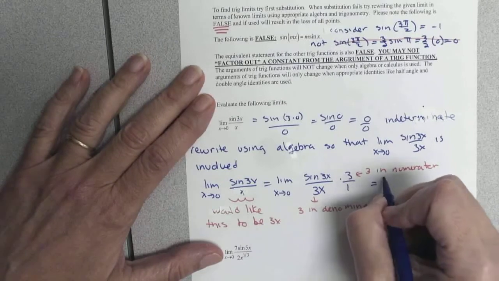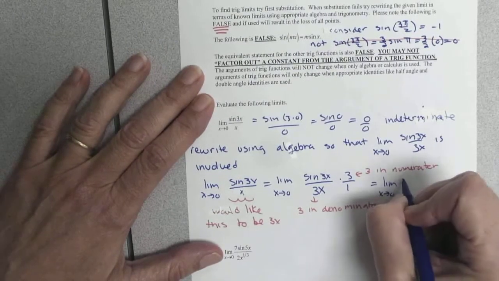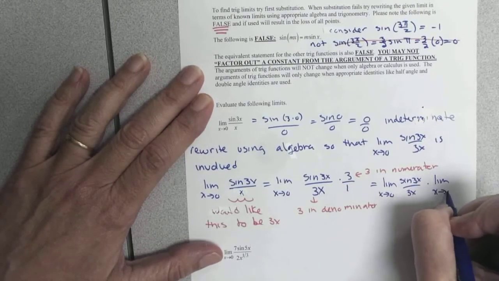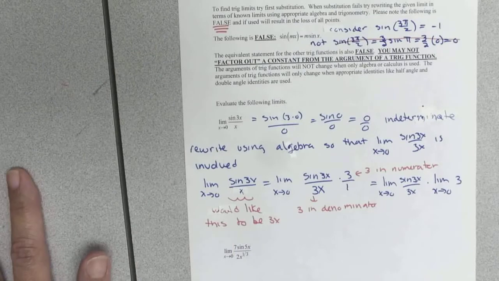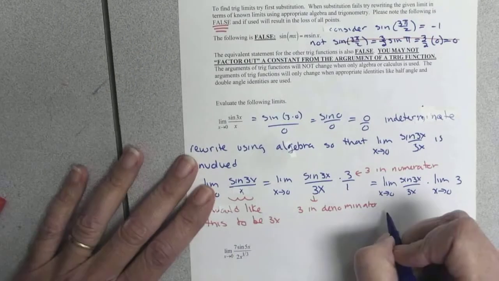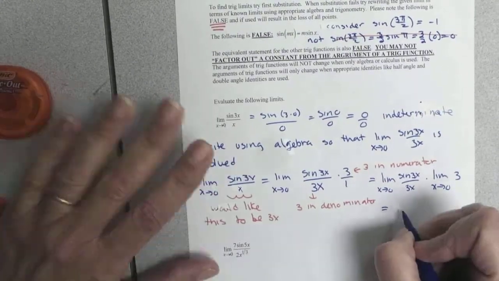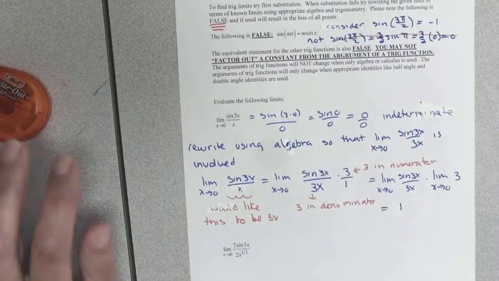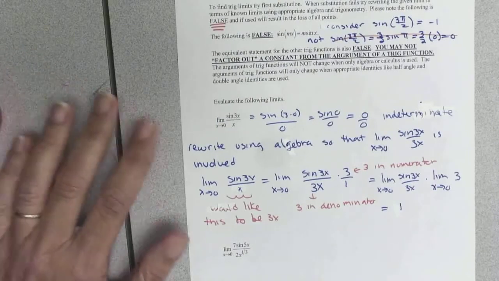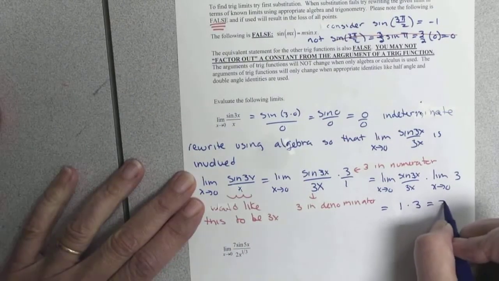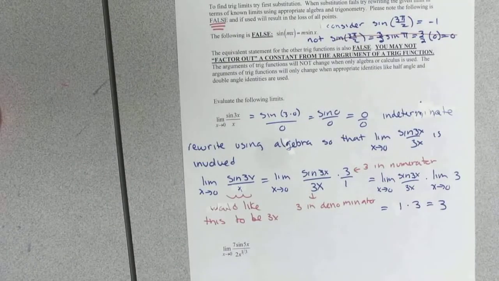Then I can use my limit rules, which say that I can split limits up by multiplication. So I can view that as two separate limits. And now I've got it. That first limit we have memorized to be 1. You will have that memorized as 1. The next limit, the limit of a constant is the constant, so the limit as x goes to 0 of 3 is 3. And this whole answer then turns out to be 3. So there's our first one.